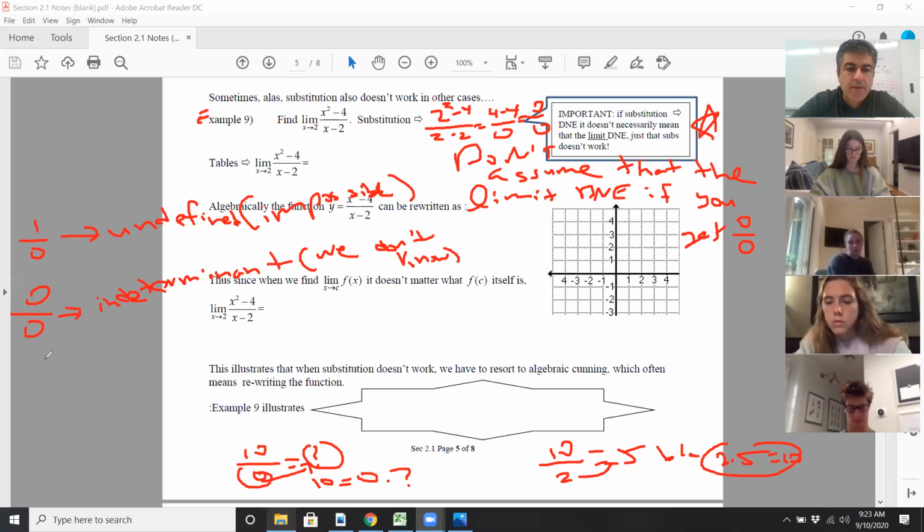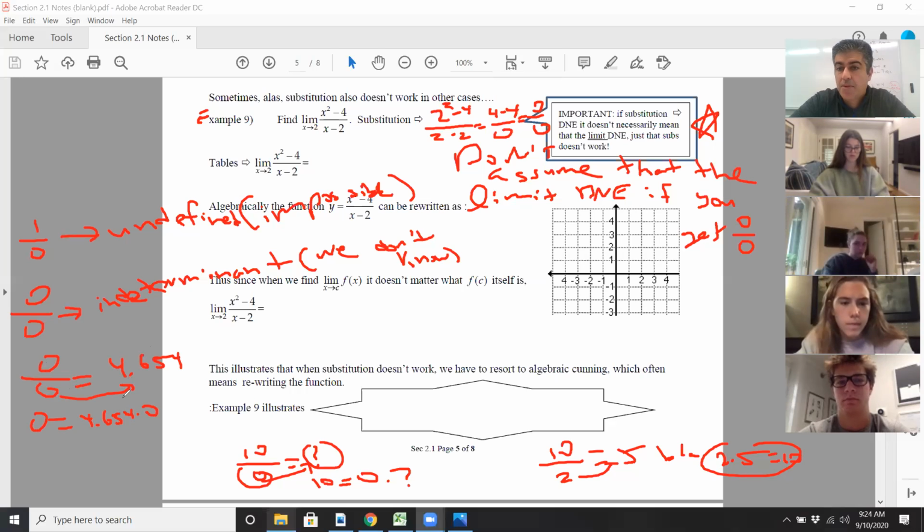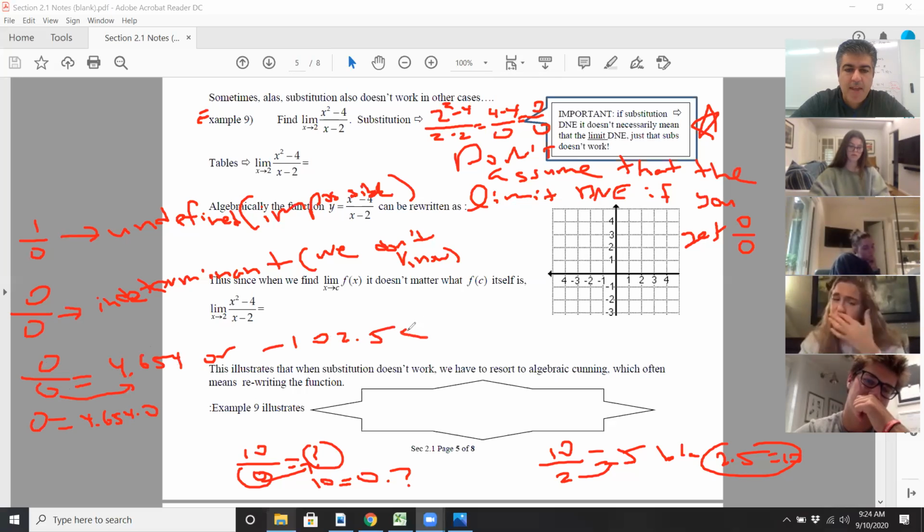Why is that indeterminate? Well, 0 over 0 could equal this, 4.654. I totally made up that number. Why? What if I multiply 0 by that? What's 0 times 4.654? 0. Or it could equal negative 102.587. I have no clue. It's indeterminate.